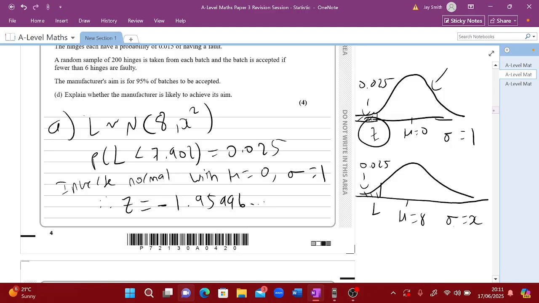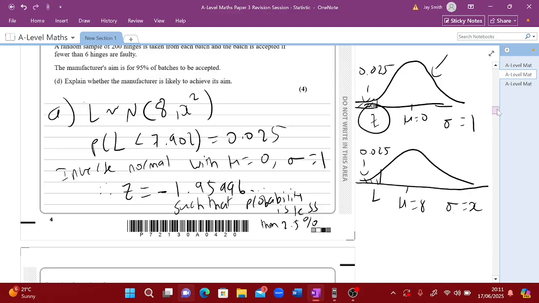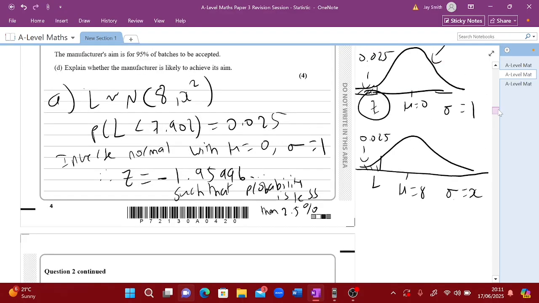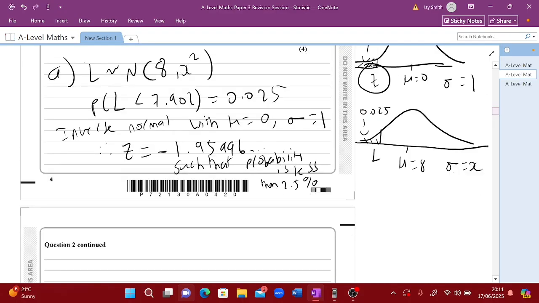So I'm really struggling what to write down here. Z is minus 1.95996. I'm going to say such that probability is less than 2.5% or something like that. But okay, so now we have a z value. Again, now we can map from the standard normal to the actual one we have here, the bottom one.